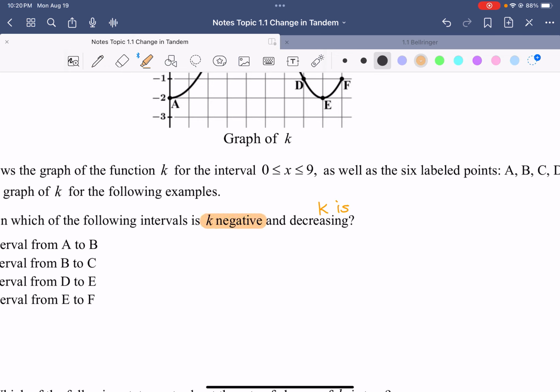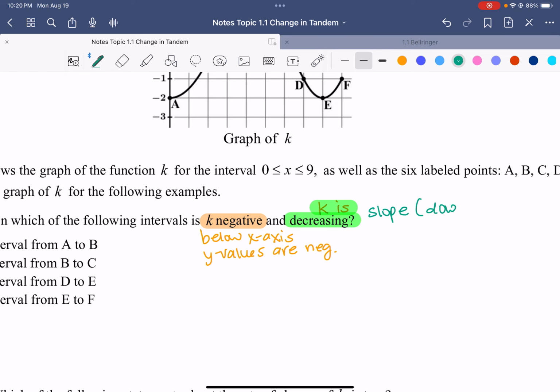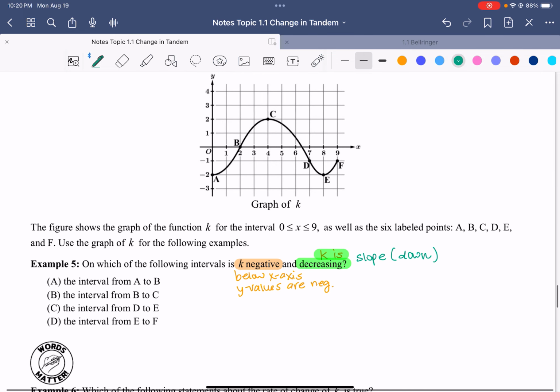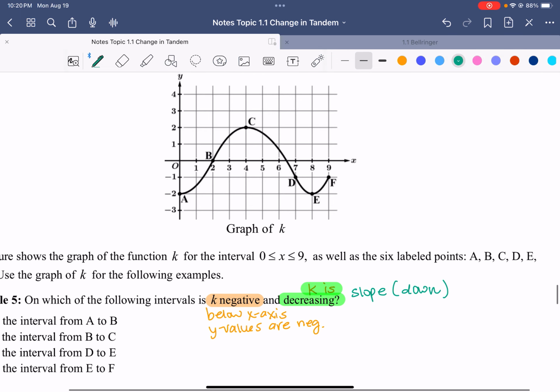K is negative means that you are below the x-axis, right? That means that your y values are negative. Now, when it says that k is decreasing, that's referring to your slope. That means that your slope, your line, your graph is facing down. So what I want to do is first start off by writing arrows indicating my slope.